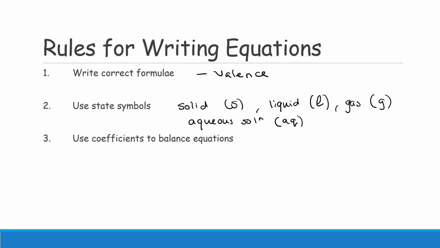The third step is you are not allowed to change formula. So in order to balance, you must use coefficients. These are numbers in front. So if you wanted to have 2 magnesium oxides, then you would put a 2 in front. You are not allowed to change formula.